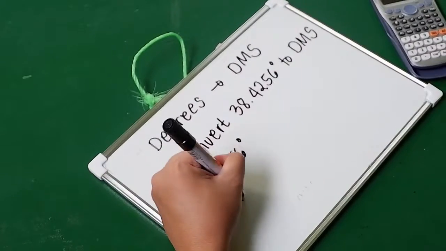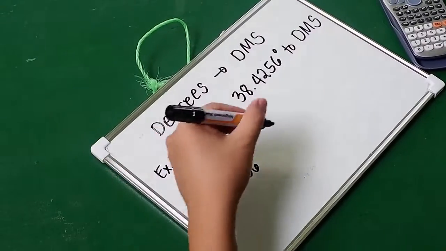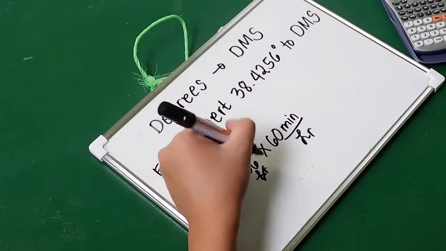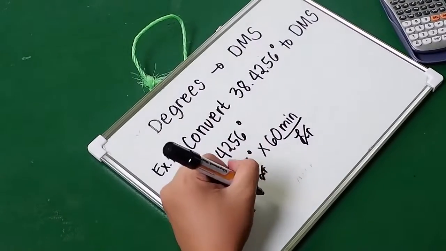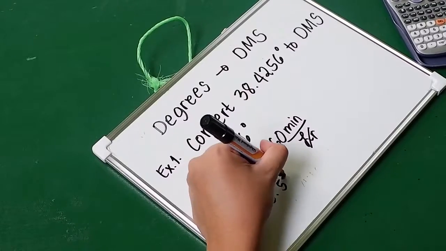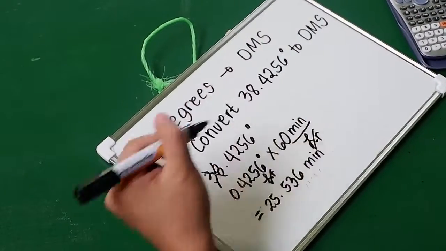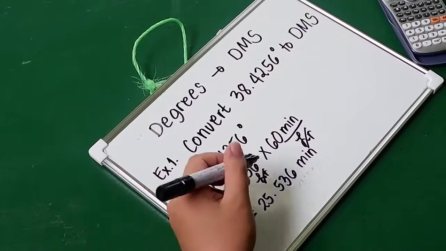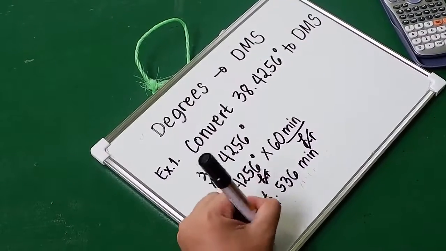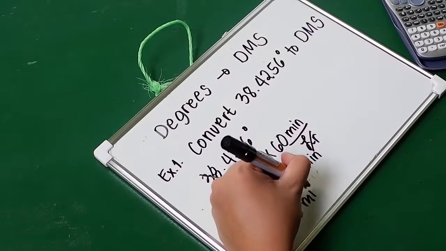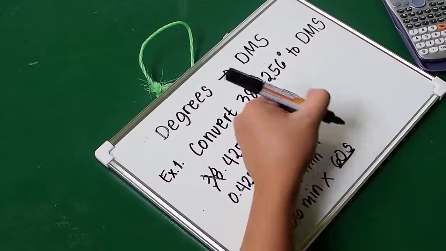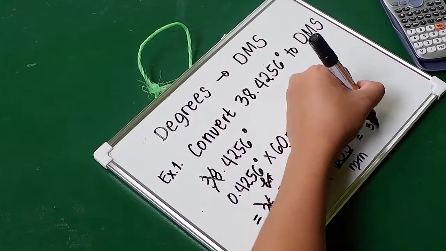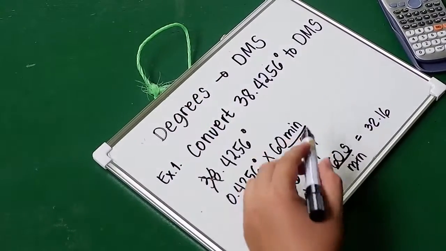So 0.4256, we're going to multiply it by 60, since there are 60 minutes in 1 hour. So we can get 25.536 minutes. So you already get the value for your minutes, like what you've done for the whole number in degrees. So you get 25 here, and what's remaining is 0.536 minutes, and then multiply it by 60 seconds, for there are 60 seconds in 1 minute. So the answer for this is 32.16. So you have already got the degrees, the minutes, and the seconds.